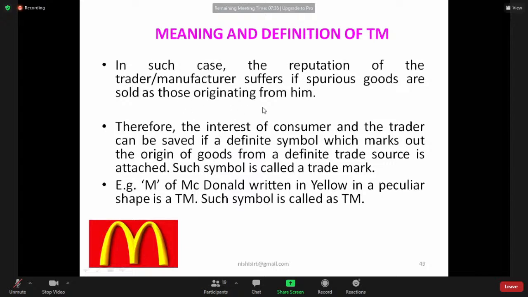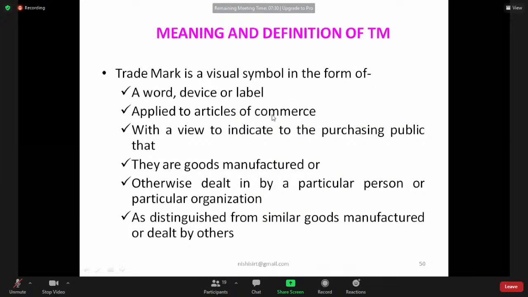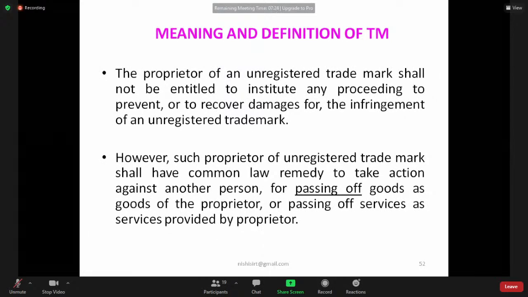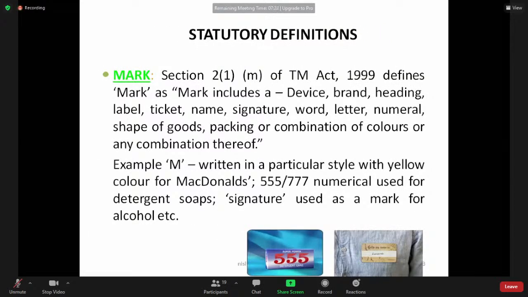Already, I'm not going to the TM and the register because time is very short. Meaning of TM that I have told you. These various types of marks are available. As per the Act, there is a mark as per Section 2(1).